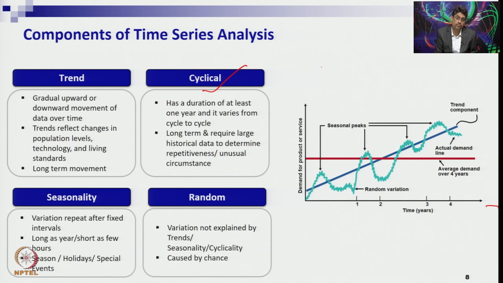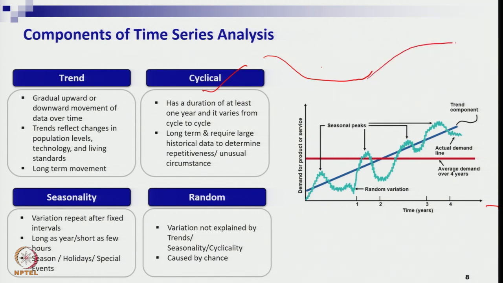Think about another example: the Russia-Ukraine war. Because of the war, the entire Europe is facing an energy crisis. But maybe for 2 or 3 years they will suffer, the entire Europe will face the energy crisis, and after that they will come up with recovery. So this 2 or 3 year period you can consider as a cyclical pattern. After that, they will come back to the normal mode.